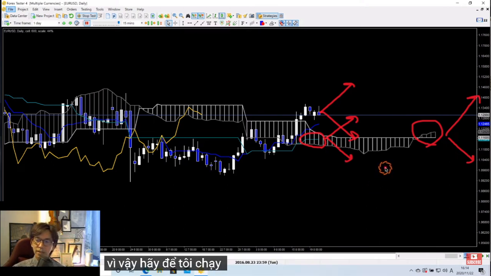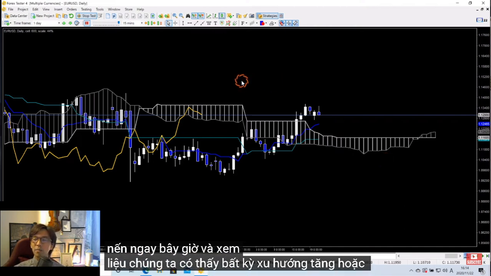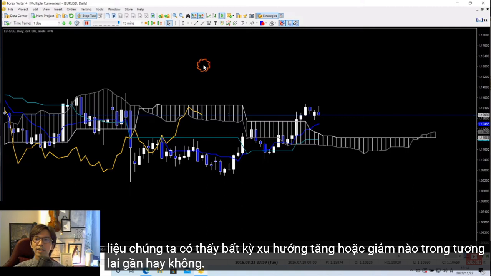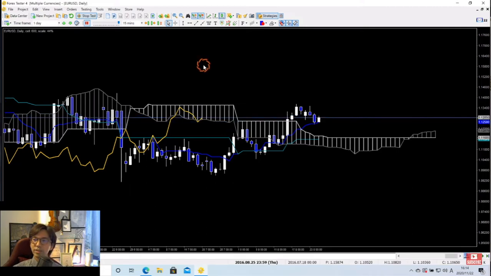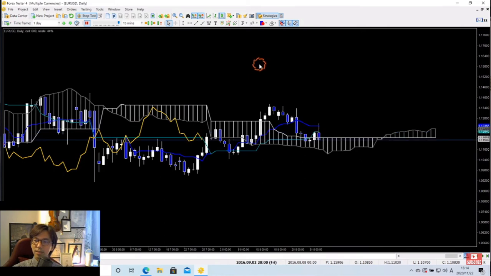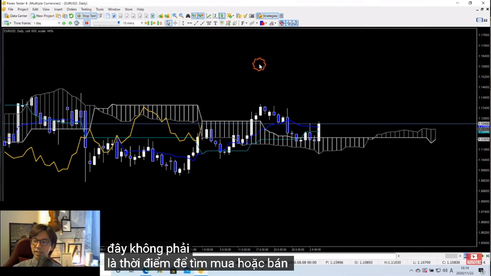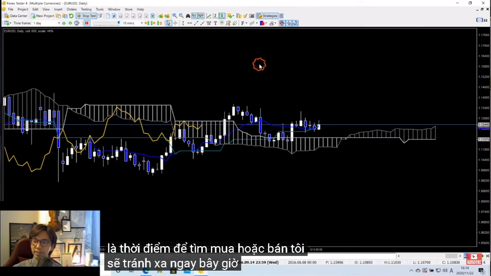So let me run the tester now, the candlesticks one by one, and see if we see any up or down trends in the near future. So here we go. As time goes, still flat. The price is in the Kumo now. This is not the timing to look for buy or sell. I would stay away right now.